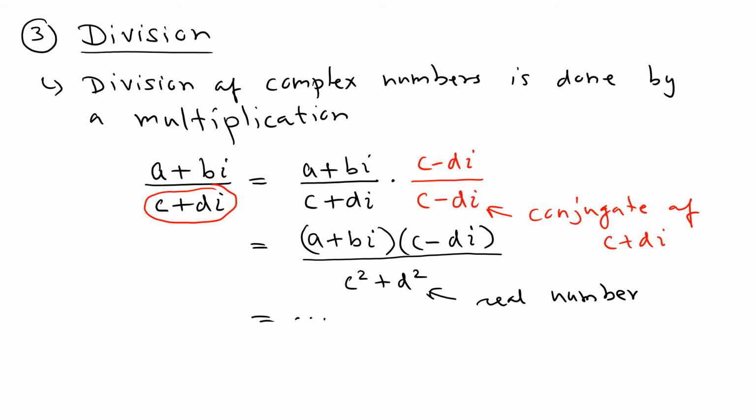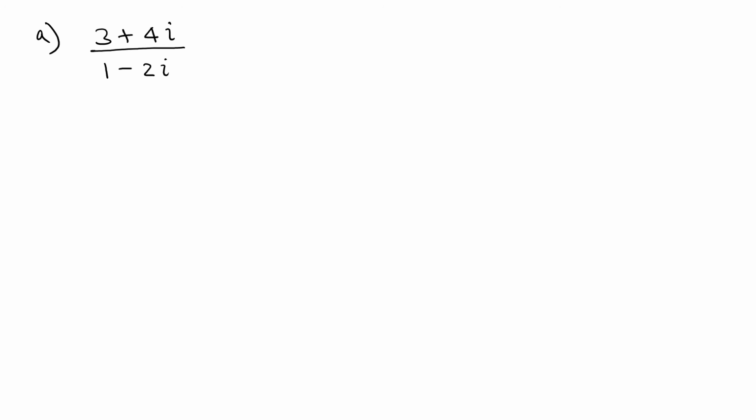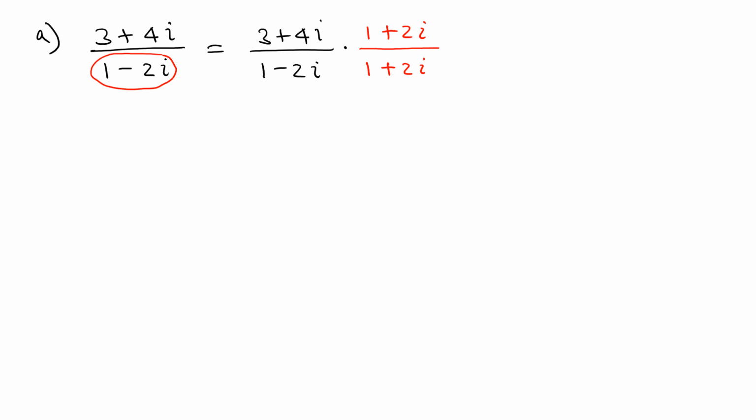So let's do this one. Let's say we have this problem, 3 plus 4i divided by 1 minus 2i. As we discussed, we're going to multiply by the conjugate of the denominator. So we can have 3 plus 4i divided by 1 minus 2i, and multiply by the conjugate of the denominator. That means 1 plus 2i. That's the conjugate of the bottom. And then we multiply the top and bottom, because this is like we multiply by 1. Now we can simplify this one.